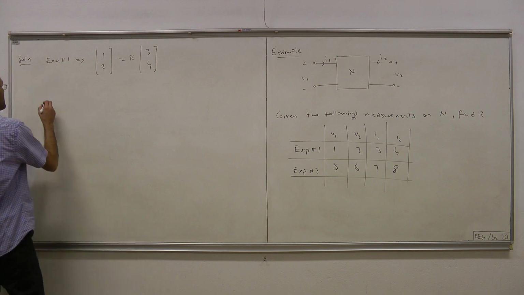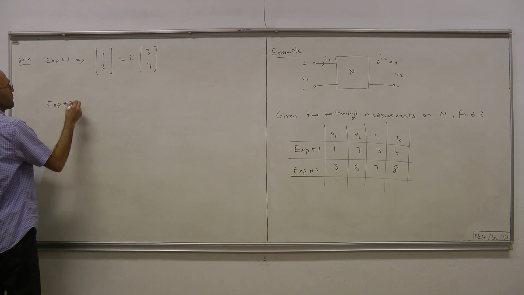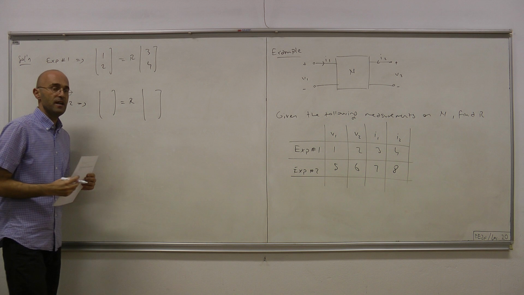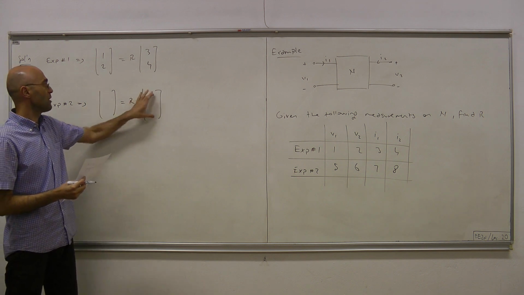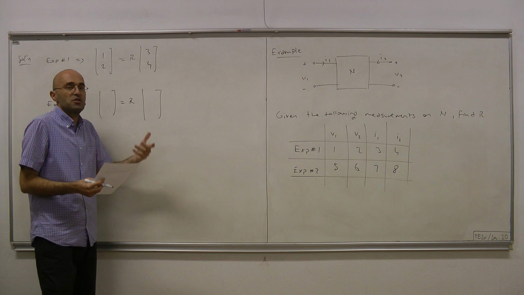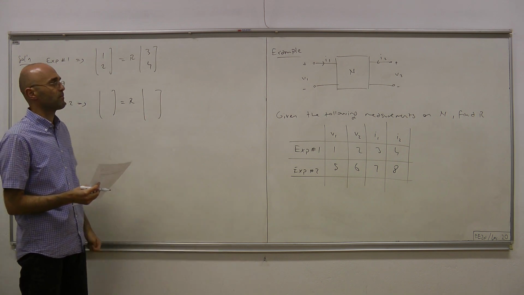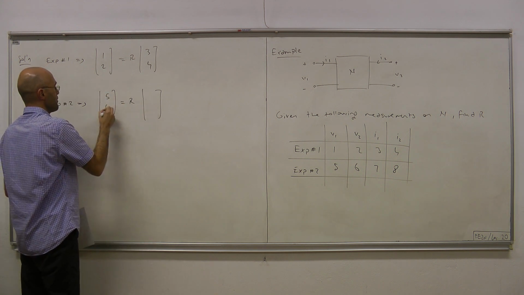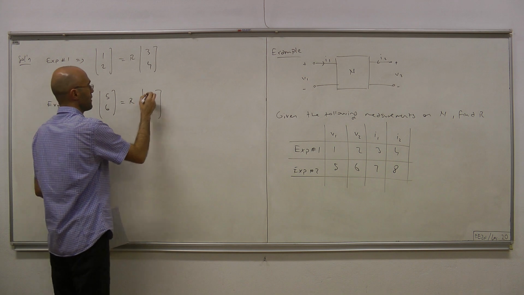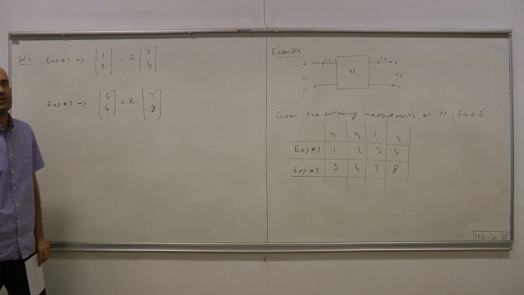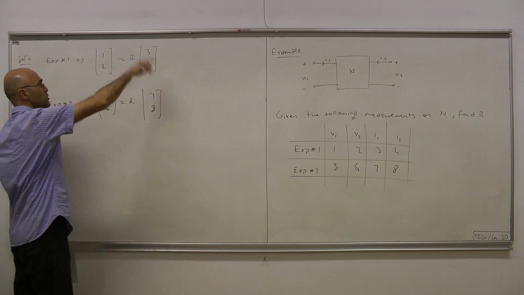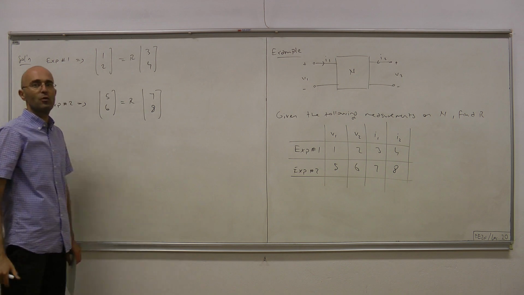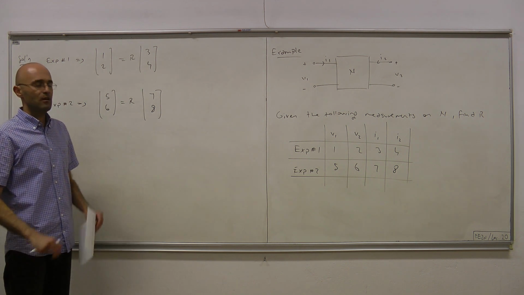How about experiment 2? For experiment 2, we have another set of data. The voltage vector equals R times the current, and this R and that R are the same because it's independent of the experiment. It's a fixed parameter. The voltage equals R times the current. What's the voltage? It's 5, 6: V1, V2 equals R times the current, 7, 8. And then, once you combine those two equations, which we can because it's the same R matrix, into a single equation, the R matrix almost automatically follows.